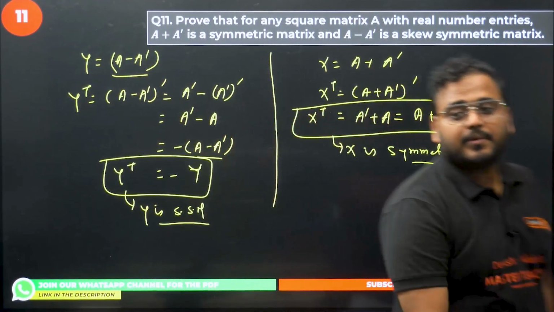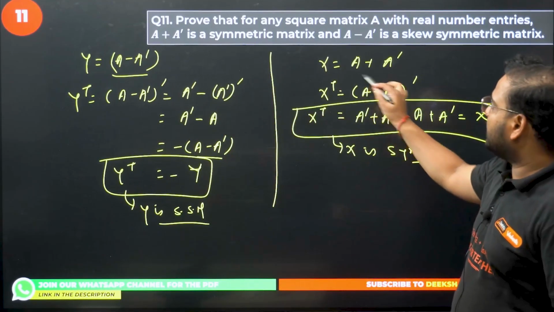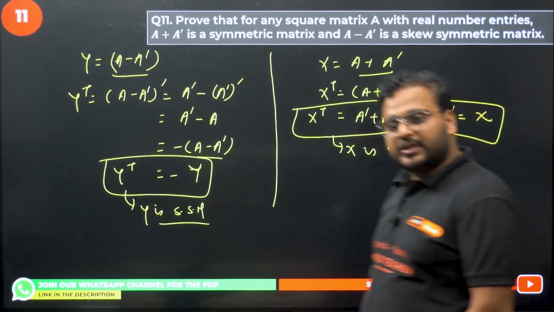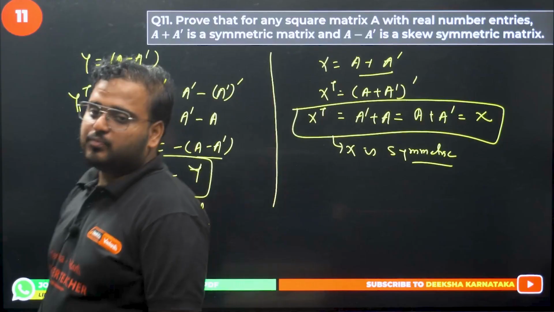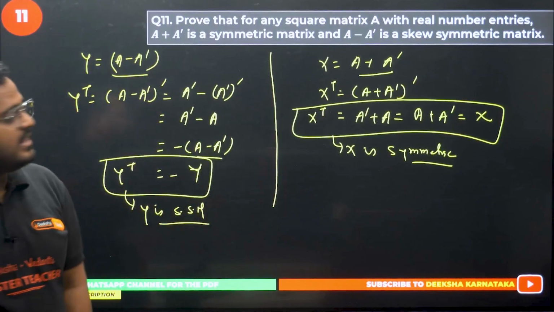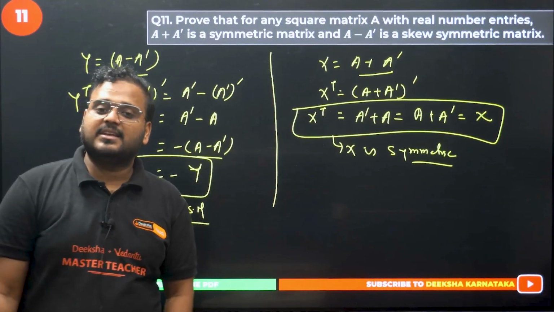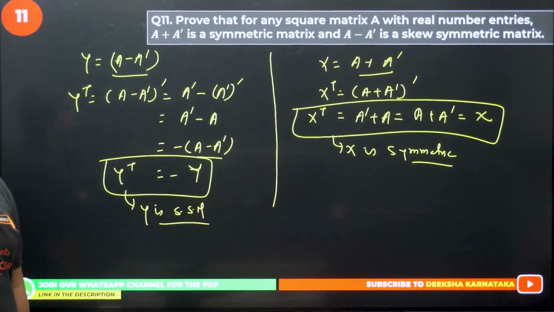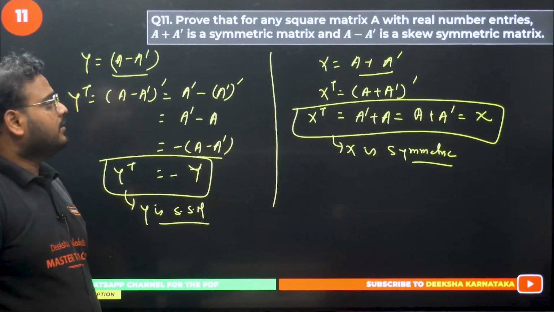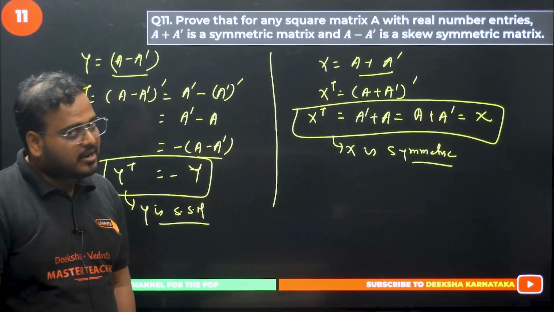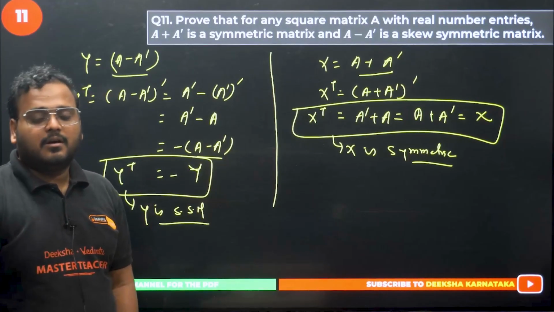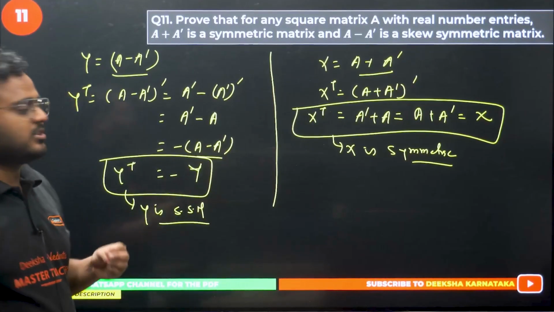So what have we proven over here? We have proved that A plus A transpose is symmetric in nature and A minus A transpose is skew-symmetric in nature, provided A is any square matrix. Have a look. Clear? Okay. Now we'll move on to the last question of the 3 marker category. Then we'll start the 5 marker. Let's start question number 12.